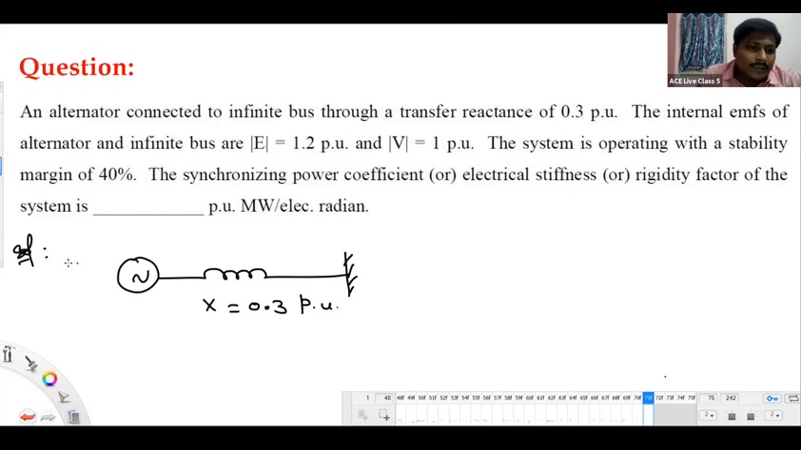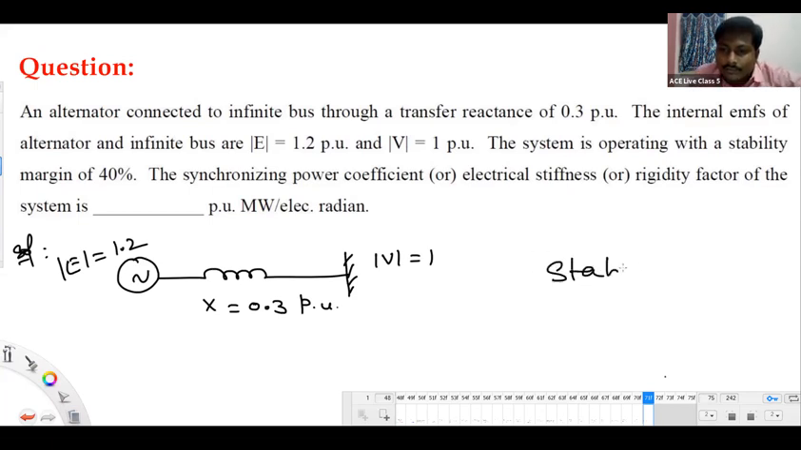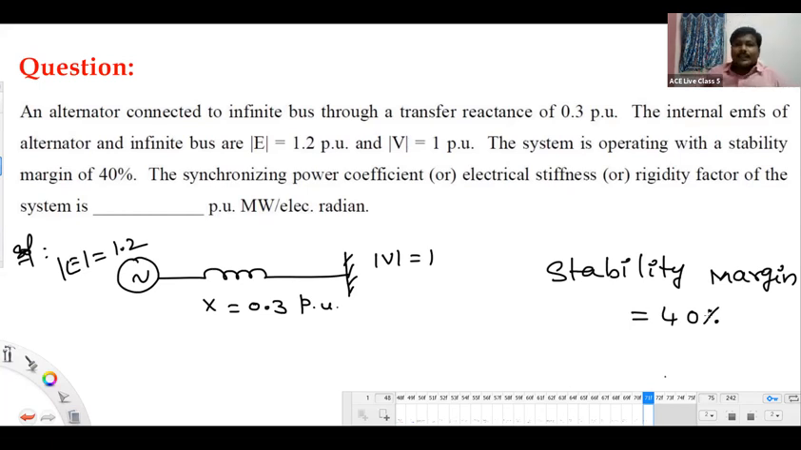Next, the internal voltage of the alternator is 1.2. Infinite bus voltage is 1. The system is operating with a stability margin of 40%. This is one new term that we got here. So stability margin is equal to 40%. I will explain that stability margin first. Later on, we will do the remaining points given in the question.